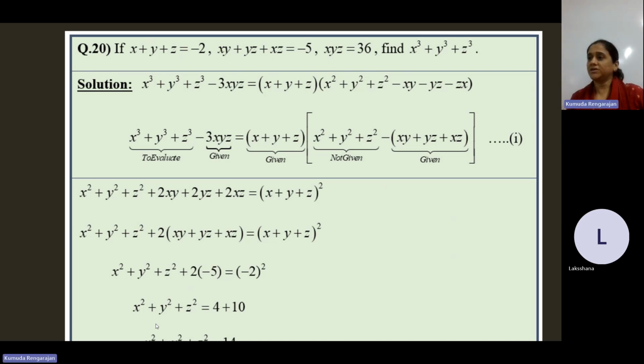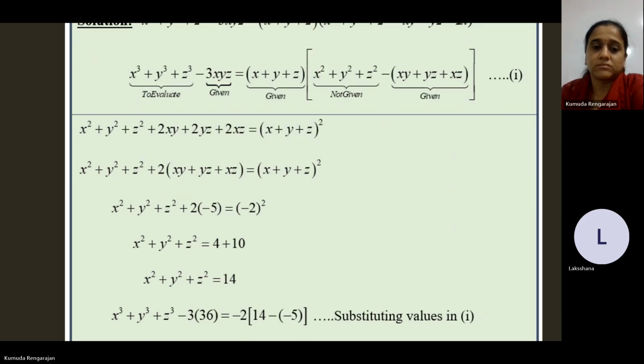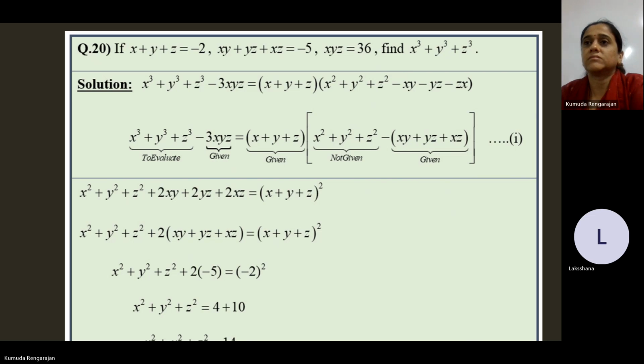So whatever is not given, we should find that first. That not given is x squared plus y squared plus z squared, and that we can find using this identity. Completed?